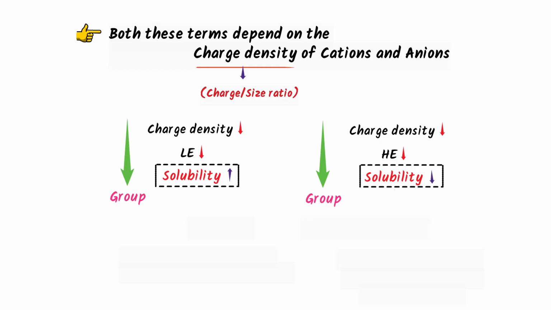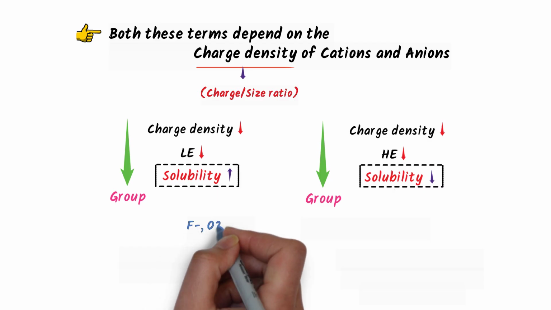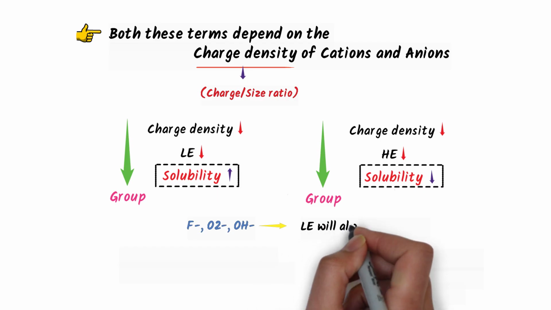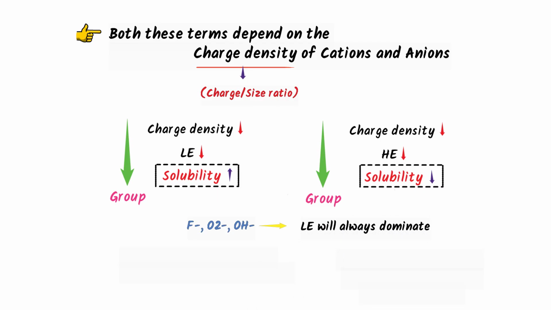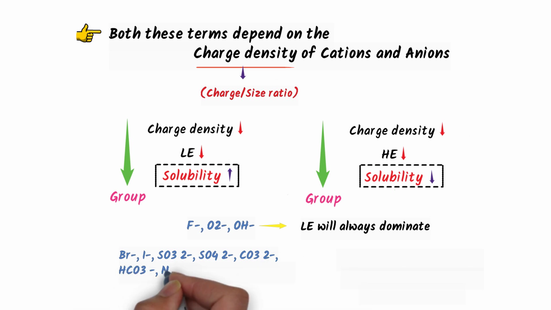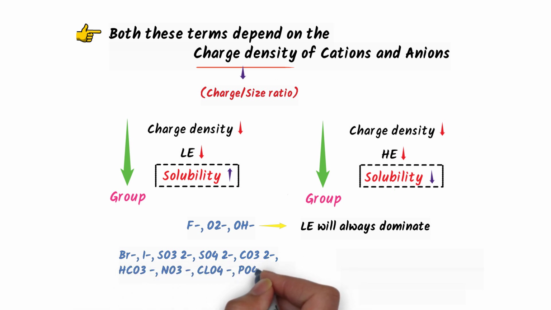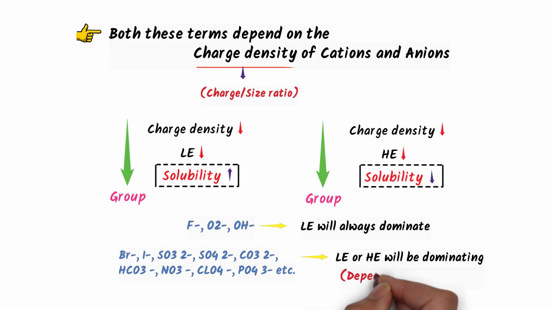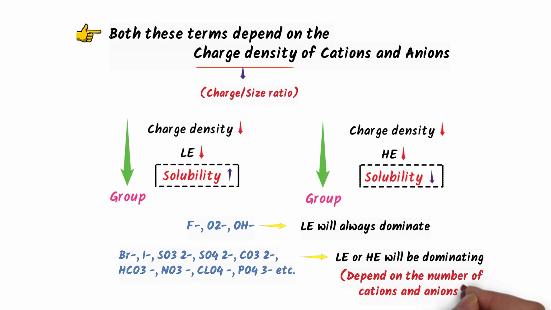the salt. If the anions present are fluoride, oxide or hydroxides, these are the smaller anions, lattice energy will always dominate. However, if the anions are larger like bromide, iodide, sulfite, sulfate, carbonate, bicarbonate, nitrate, chlorate, phosphate, etc., then either the lattice energy or the hydration energy will be dominating, and this will depend on the number of cations and anions present in that salt.